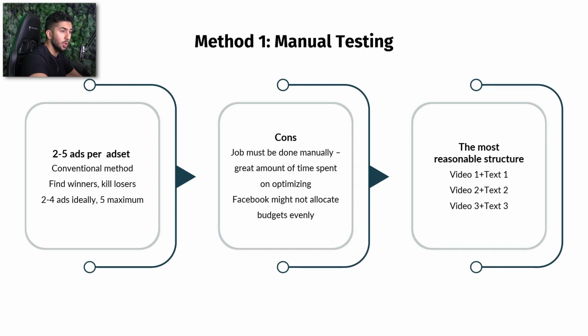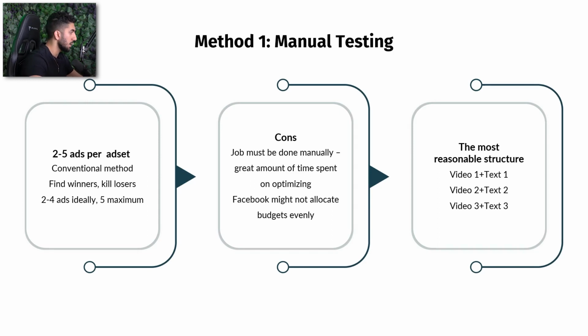The most reasonable structure is video 1 takes 1, video 2 takes 2, video 3 takes 3. Text doesn't matter much, but if you want, you can test texts as well. So you have video 1 text 1, video 1 text 2, video 1 text 3, and you put them in one ad, one interest, and let Facebook decide which text is better. But you don't put different video variations within that. You just test the text and let Facebook optimize.